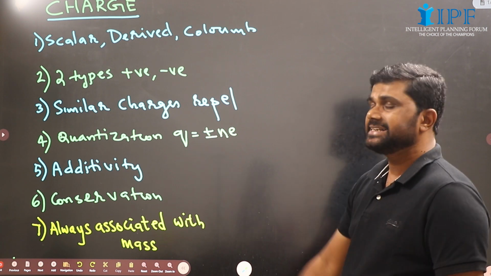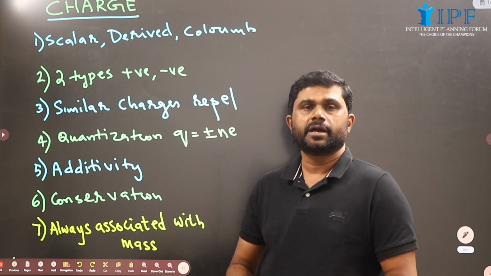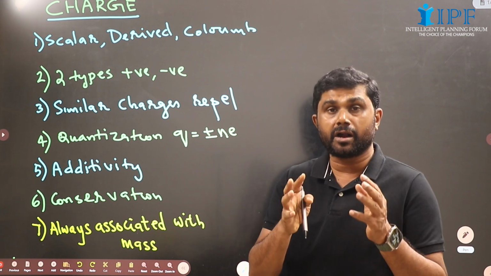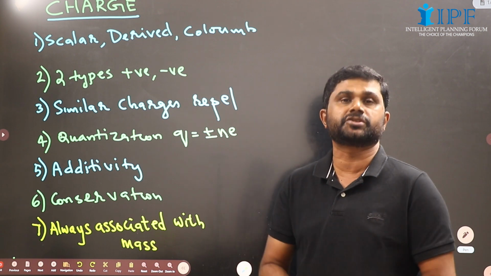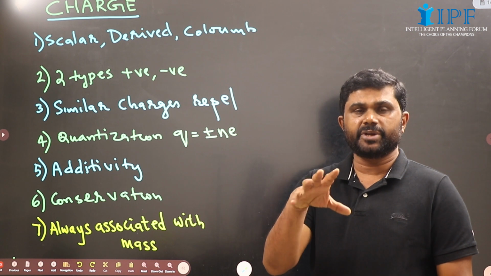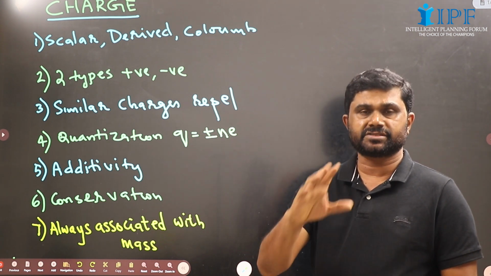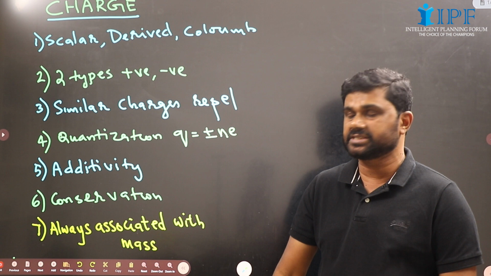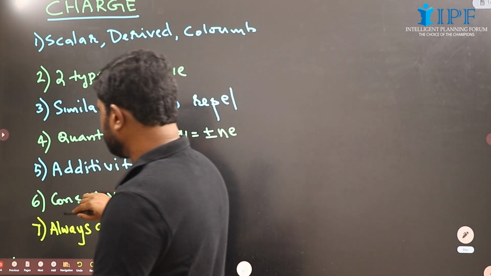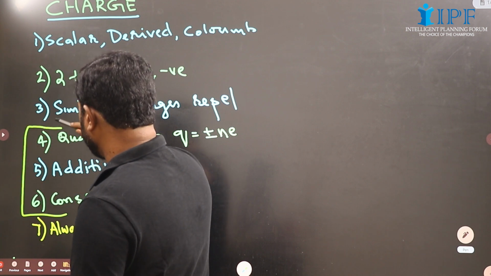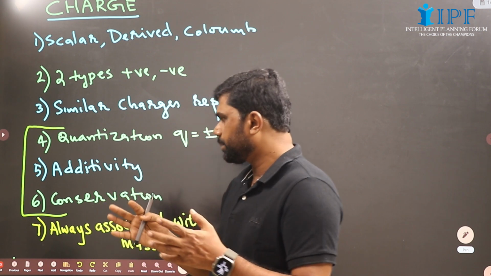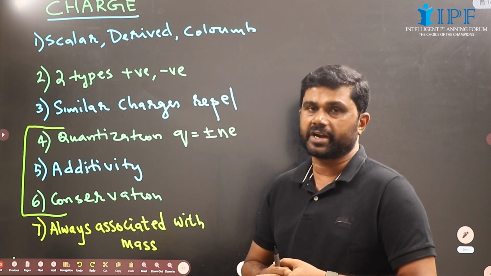The next thing is additivity, which means the net charge on a body will be the algebraic sum of the charges given to it, positive or negative. Next, conservation of charge means the total charge in an isolated system will always be conserved. These three properties, quantization, additivity and conservation, are called the basic properties of electric charge.